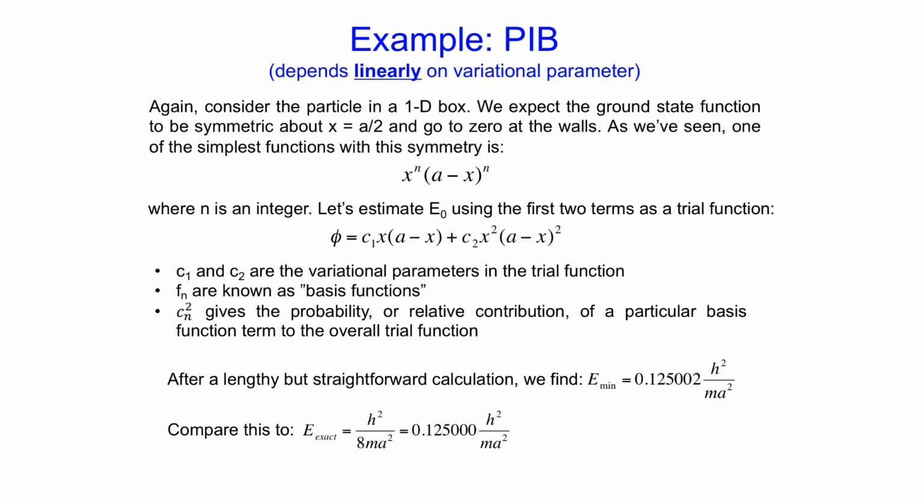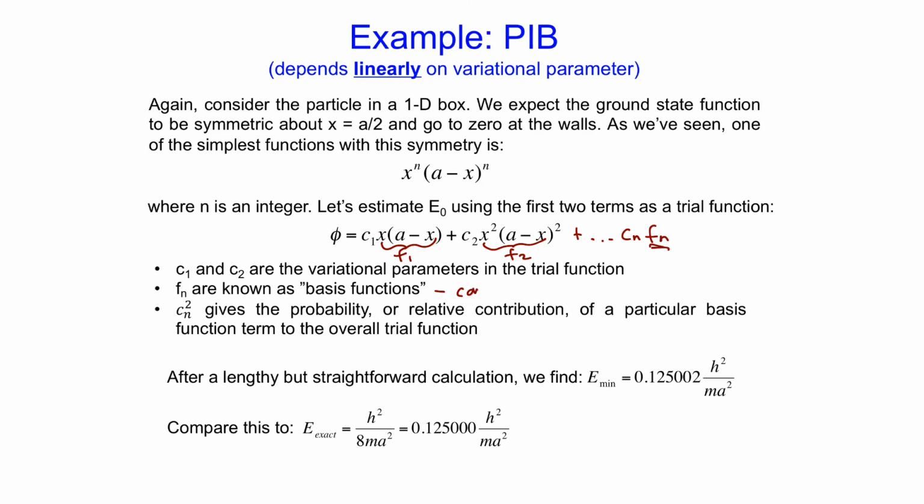Okay, and then the functions that come after the variational parameters, we would label f1, f2, plus cn fn. The fn here are known as basis functions. So that's a term that you'll encounter a lot in computational chemistry. You'll see the term basis function or basis set come into play whenever you do Spartan calculations or things like that.